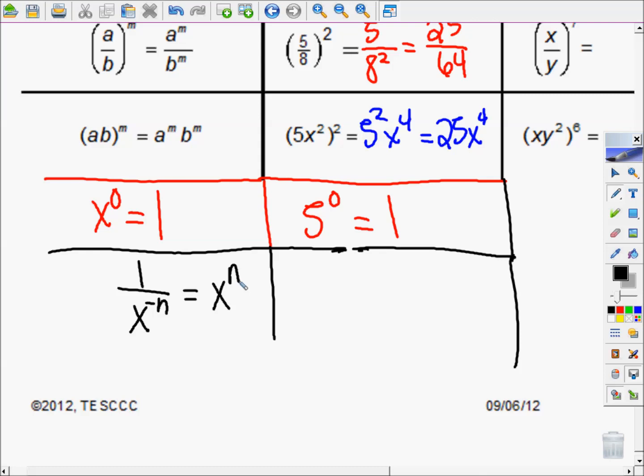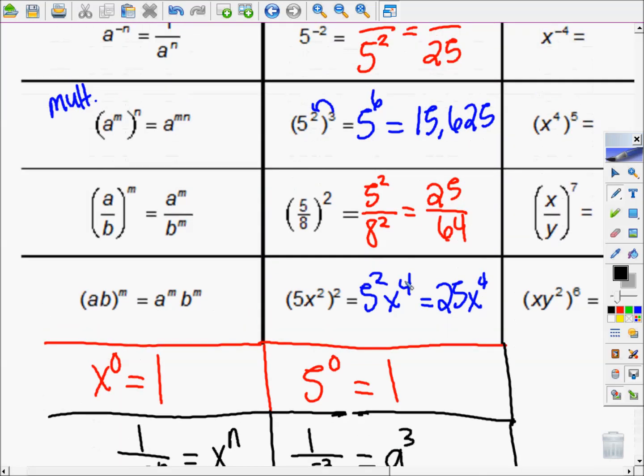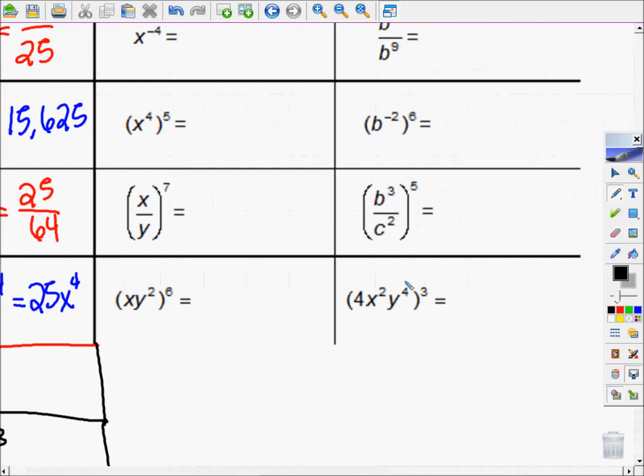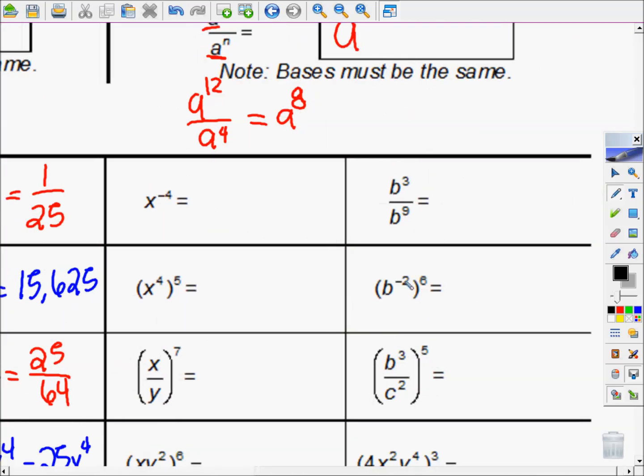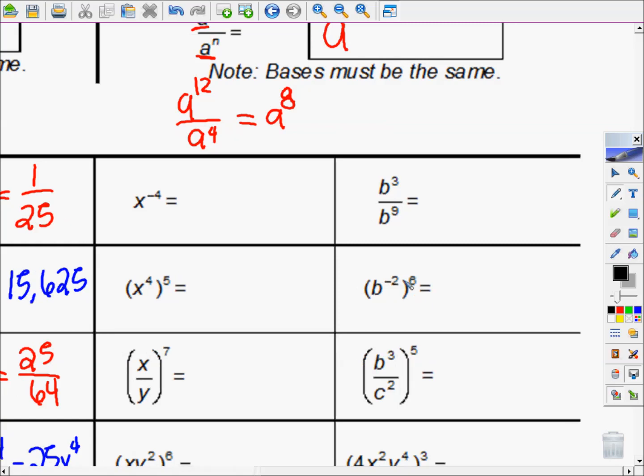Yes, so if I had 1 over a to the negative 3, that equals what? A to the negative 3. No, a to the positive 3. A to the third, a to the positive 3, a cubed. So on this one's gonna be x to the 4. On the top. X to the negative 4 is a bad number, so it's going down. To the bottom.